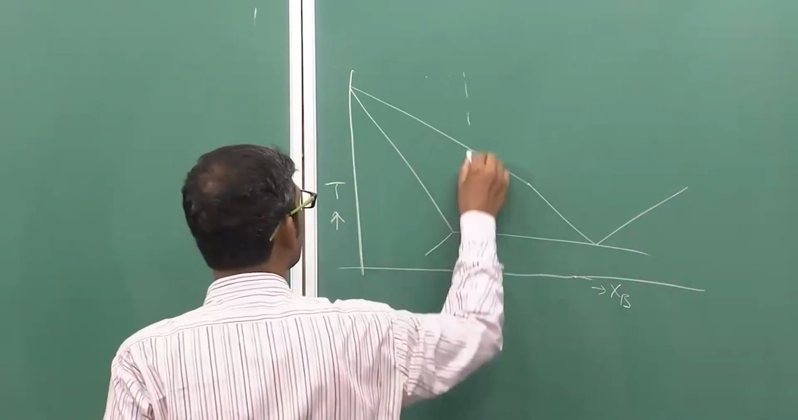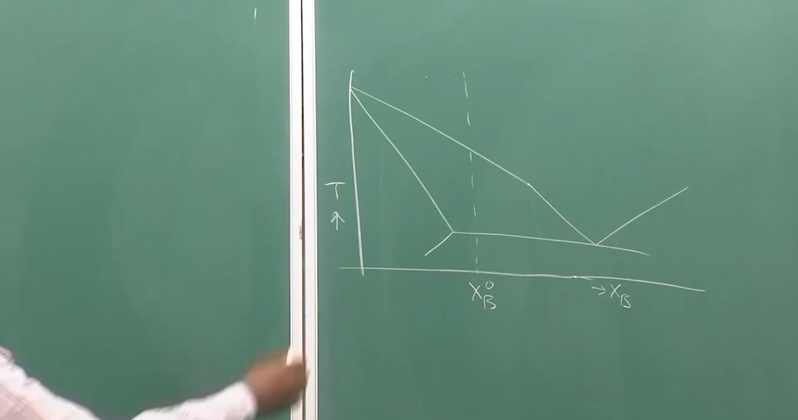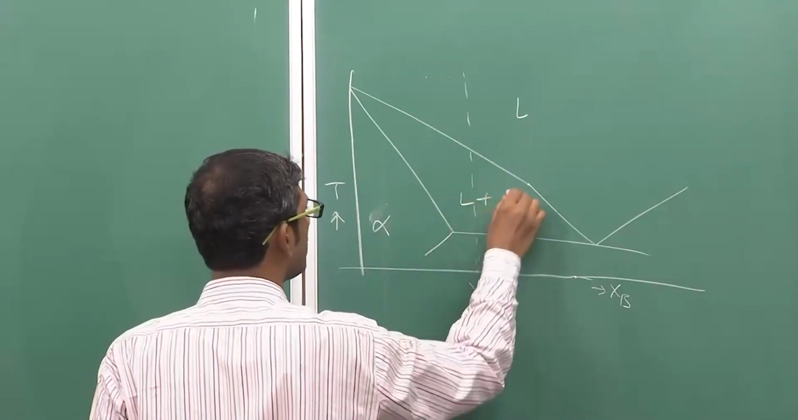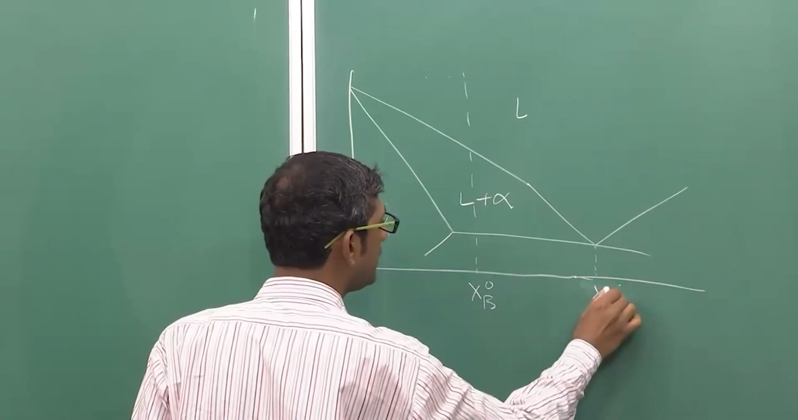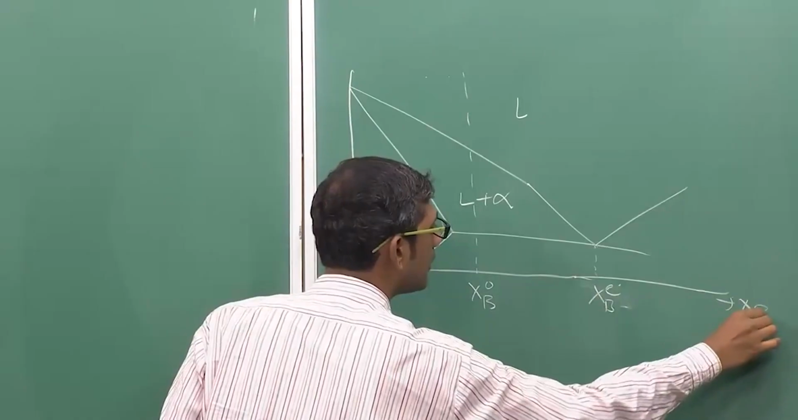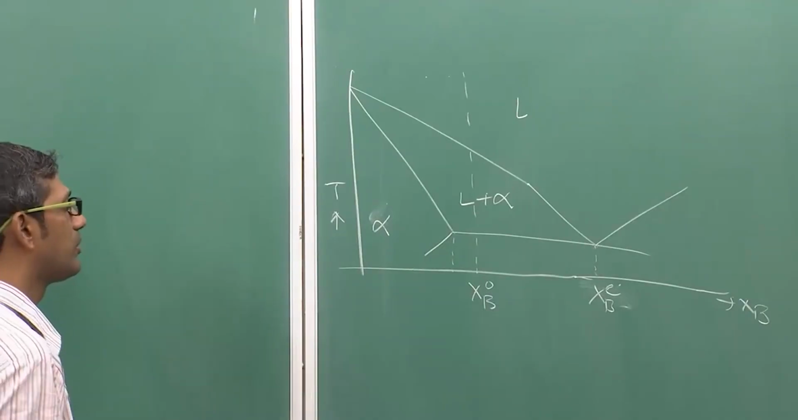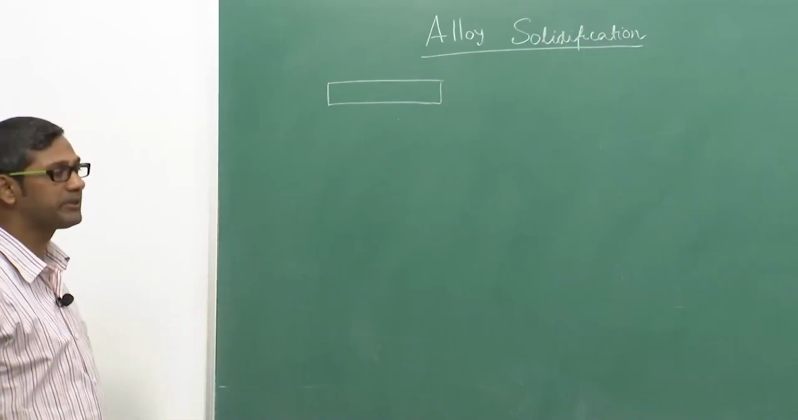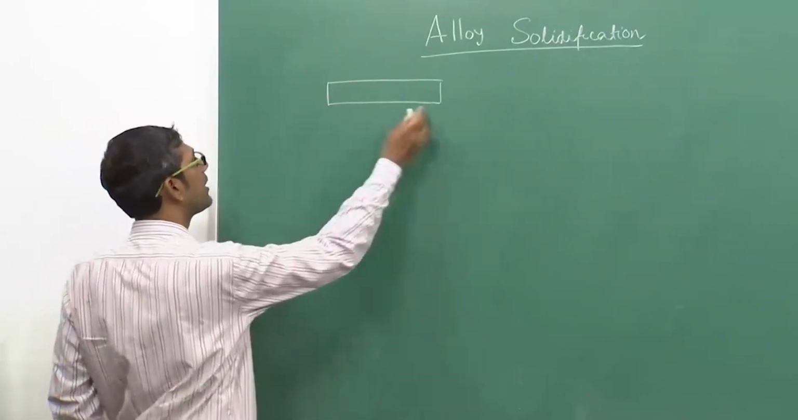So, we are talking about solidification of an alloy with composition XB0, which lies between the solid and liquid. This is alpha, this is liquid plus alpha, and that is the eutectic composition XBE, and this is the maximum composition of the solute which can be there in the alpha phase. Now, let us consider an alloy of composition XB0 which we are solidifying from the left side to this side.